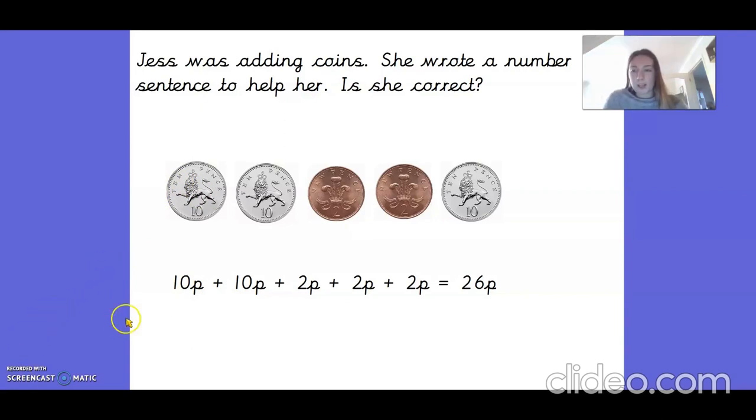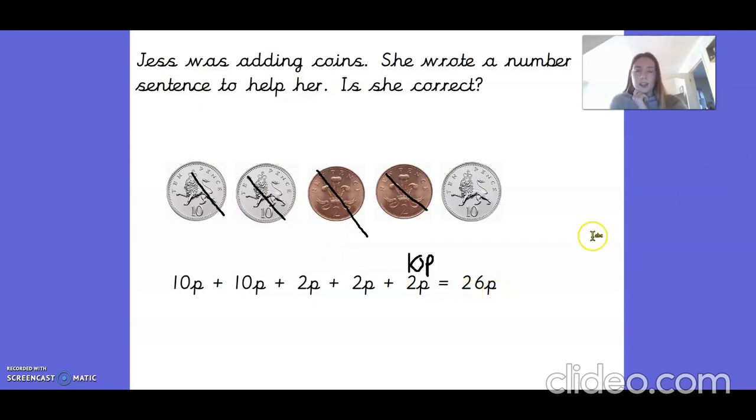Let's have a look then. So I can see she's got 10p, and I've got a 10 pence coin here, so I'm going to cross it off to remind me. Add 10p. Add 2p. Yeah. Add another 2p. Is this coin here 2p or 2 pence? No. What coin can we see here? This is a 10p coin, so I'm just going to put this here. So is Jess correct? She thinks that all of this together equals 26p.